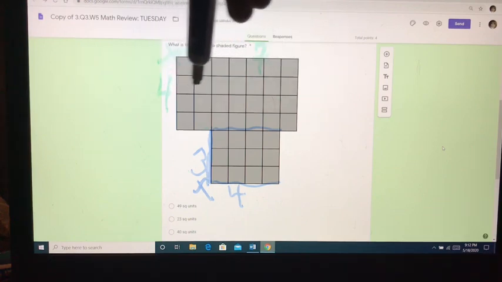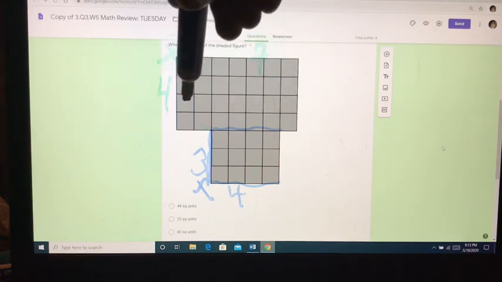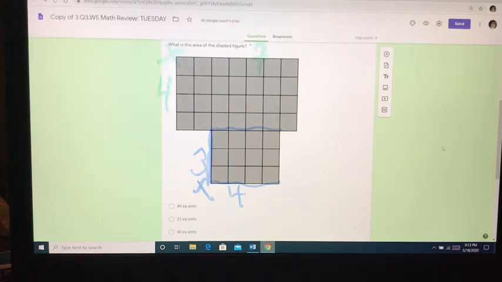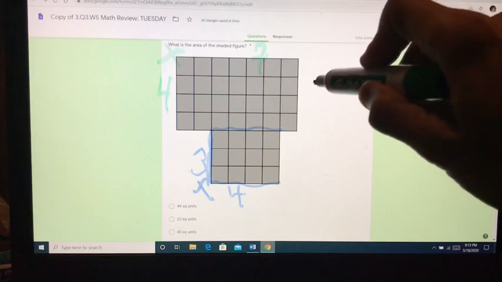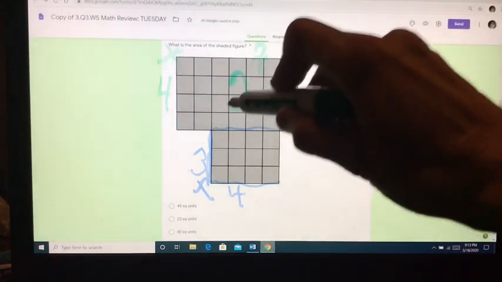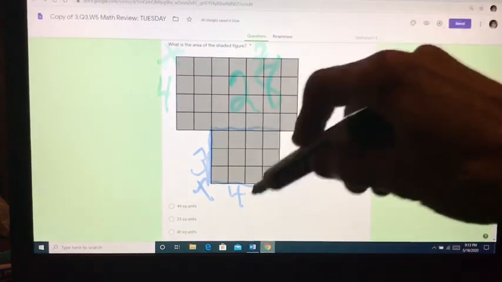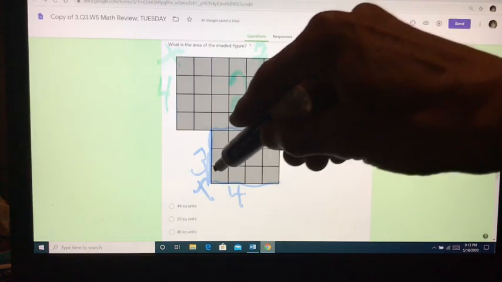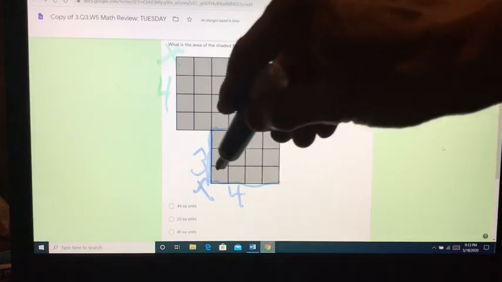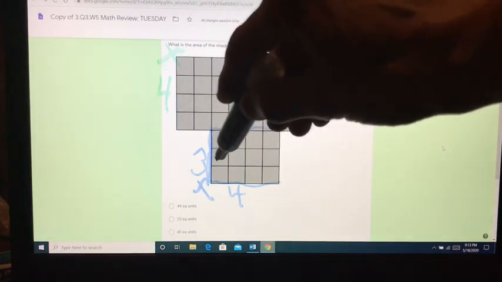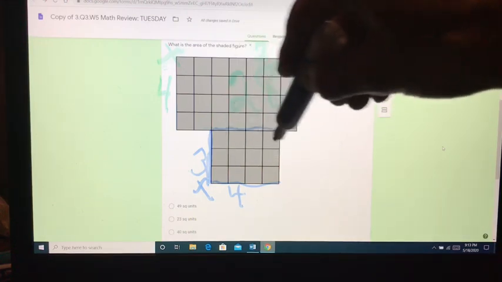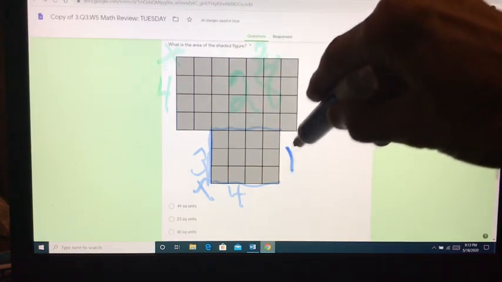7 plus 7 is 14, plus 7 is 21, plus 7 is 28. So this area is 28. And then down here I have 3 times 4. So I can count by 4 3 times. So 4 plus 4 plus 4. 4 plus 4 is 8, plus 4 is 12.